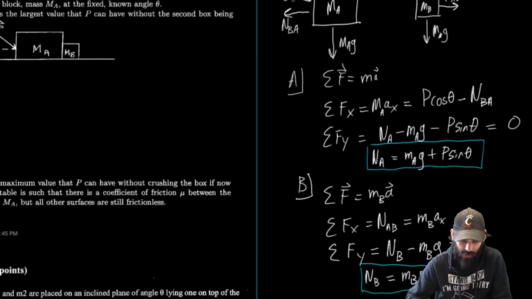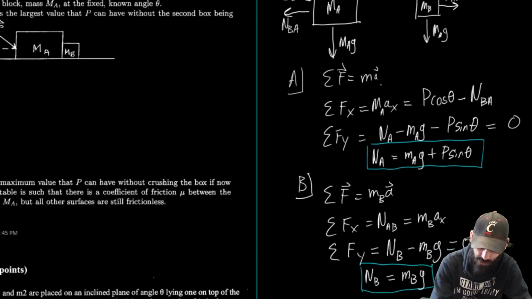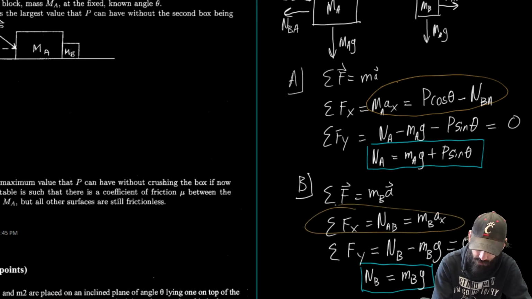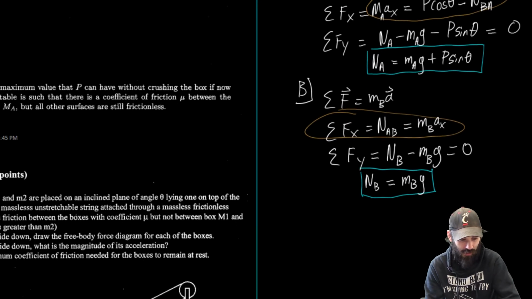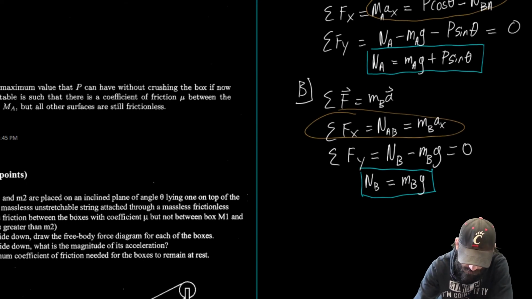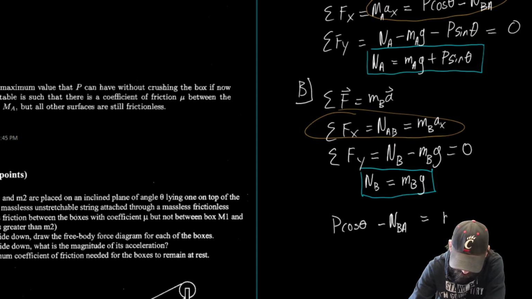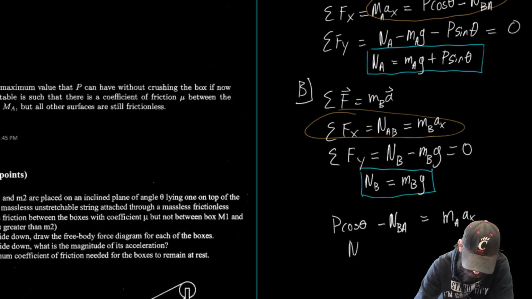The next thing that we want to do is we want to look at our equations in the x direction. So we look at this equation, look at this equation. We can actually just add these together so that we can find what the acceleration of the system is going to be. So this is going to say that P cosine of theta minus N_BA is going to be equal to m_A a_x, and then N_AB is going to be equal to m_B a_x.